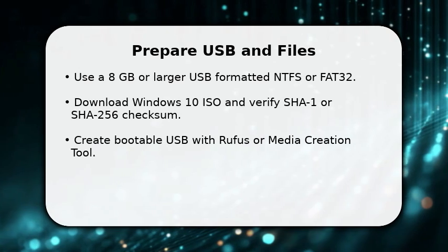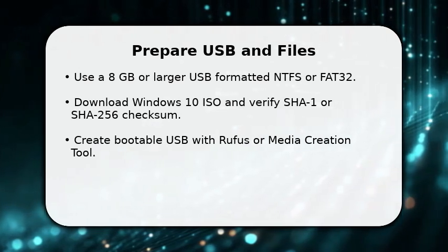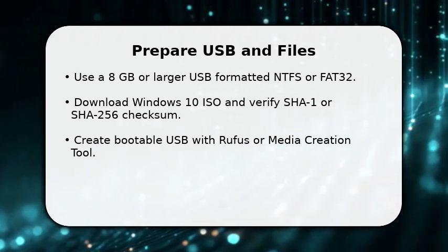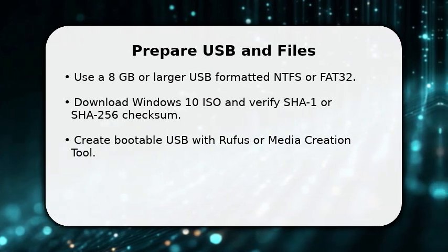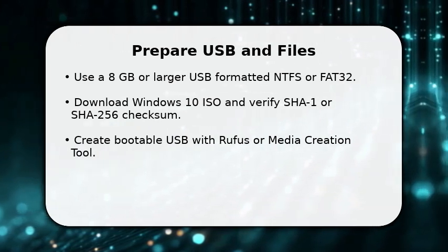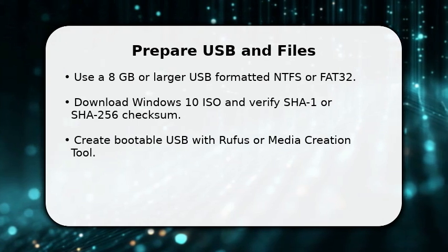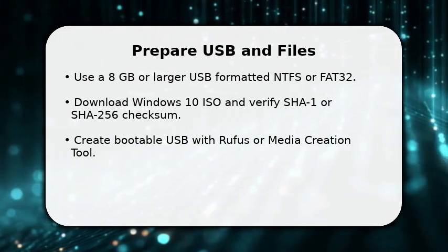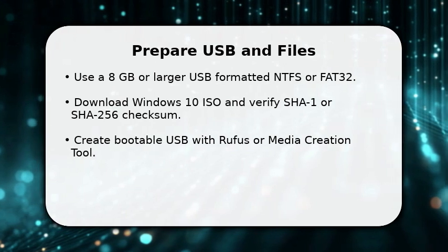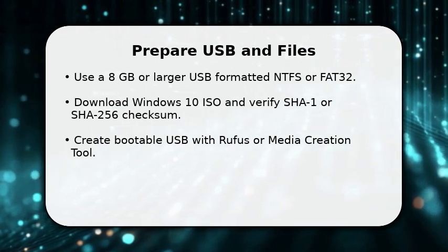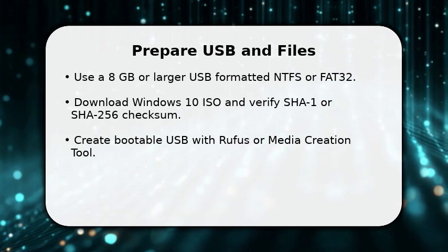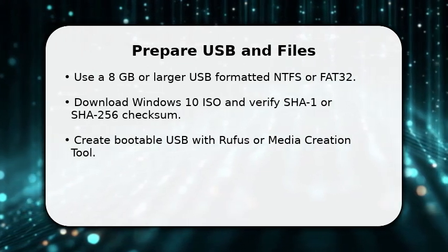You start by making a reliable bootable drive. Plug in an 8 GB plus USB and back up any files on it because formatting will erase them. Use the Media Creation tool or Rufus to write the Windows 10 ISO. Choose NTFS for files larger than 4 GB and UEFI plus GPT or BIOS plus MBR depending on target system.